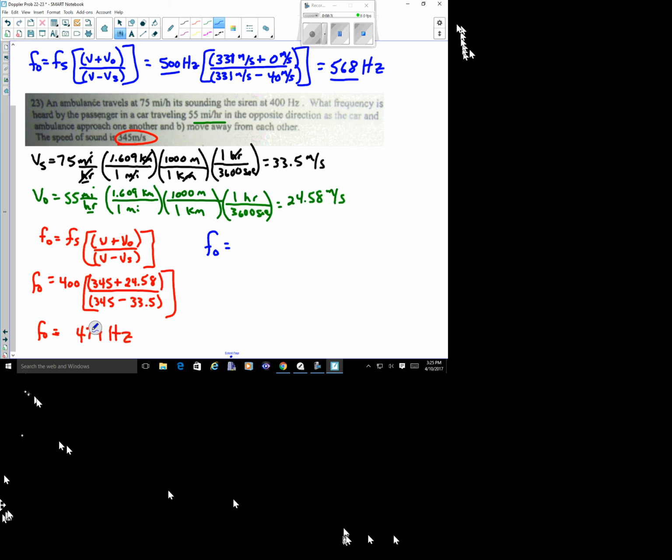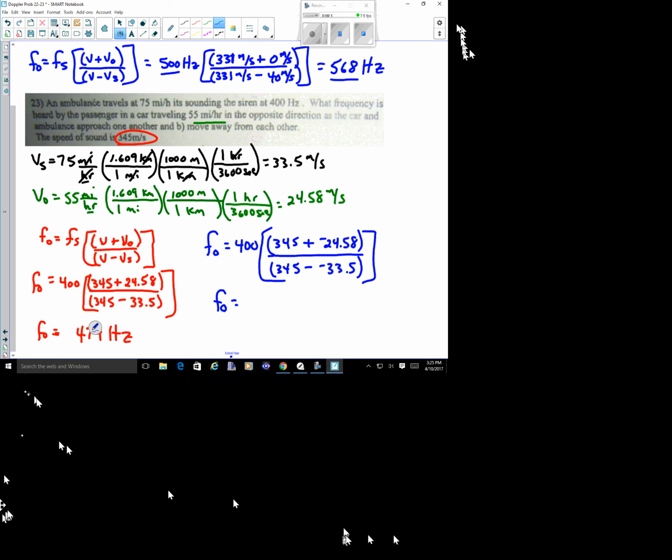Put in my brackets. 345 is the speed of sound at this temperature. I'm going to bring over my plus sign, but watch what happens here. Since they're going away from each other, I'm going to put in a negative 24.58. And on the bottom, you have 345, bring down my minus sign, but I'm going to have a negative 33.5, because once again, they're going away from each other. So now the frequency of the observer that you hear when they're going away ends up being 338 hertz.